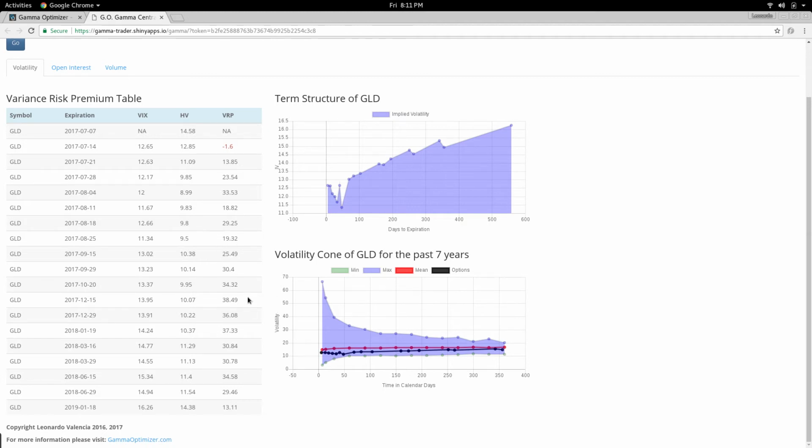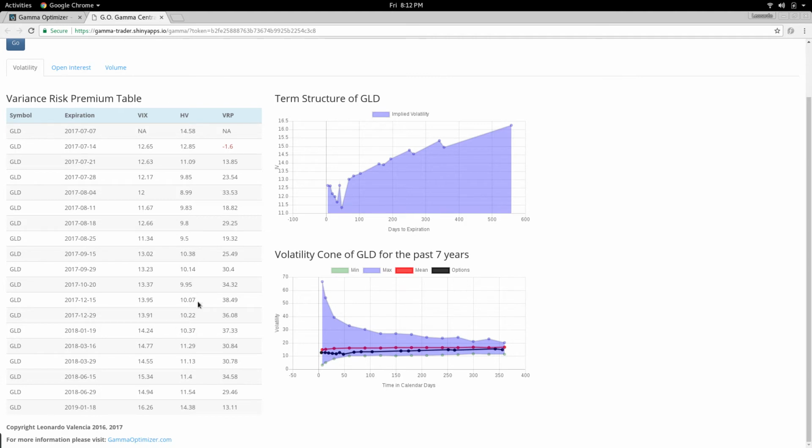We have some expirations that are really expensive. For instance, December 15 is very expensive because it's charging 30.95 in implied volatility, yet in the same period on the past 6 months or something, we only have 10% realized volatility. So the options look very expensive, both in implied volatility terms and also in terms of variance risk premium. This number is a percentage. This means that options are 38% overpriced with respect to historical volatility.